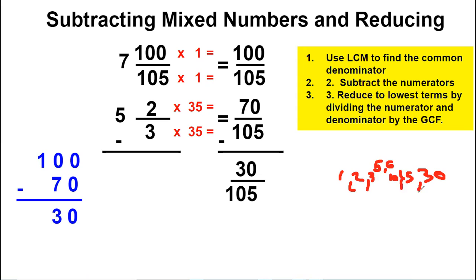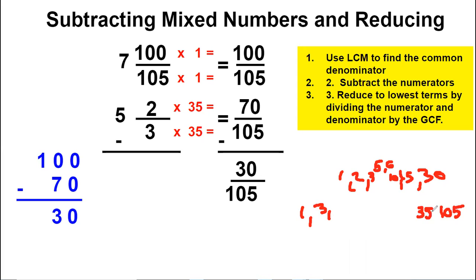Put the commas in there. And then 105 is going to be 1 times 105. There's going to be a ton of them here. 2 will not work. 3 will work. We already decided it was 3 times 35.